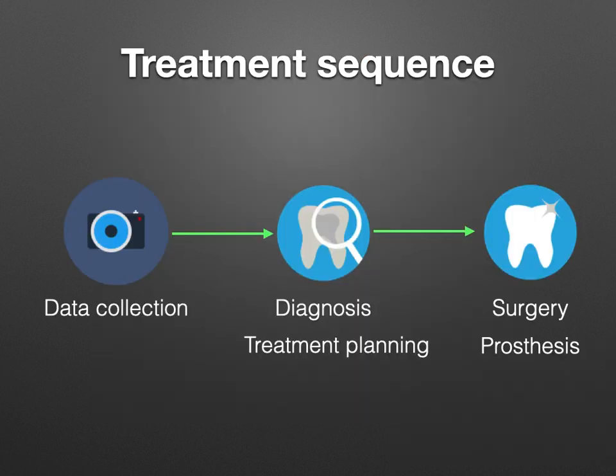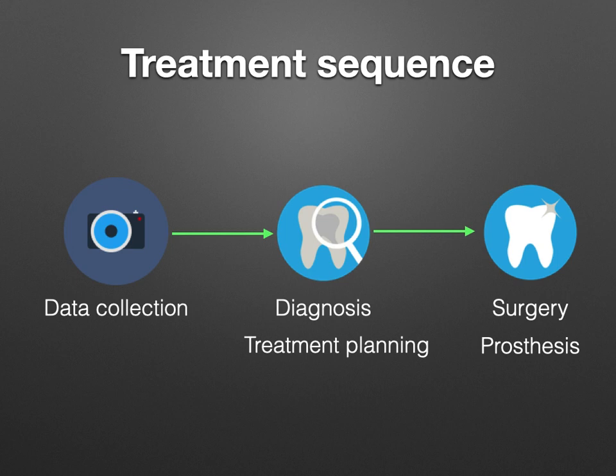So first, we have to know what's included in the treatment sequence. The whole treatment sequence is divided into 3 different phases. First is data collection. The second is diagnosis and treatment planning. The third is the surgery and prosthesis. So the first one is data collection.